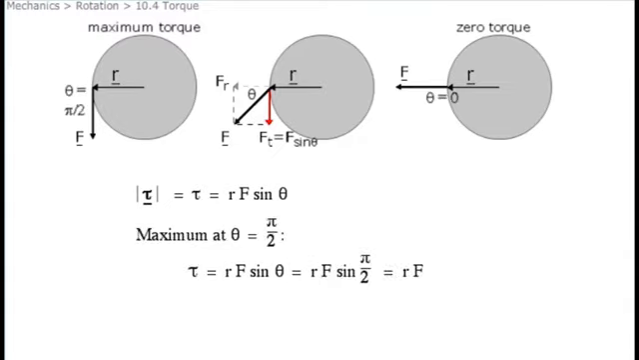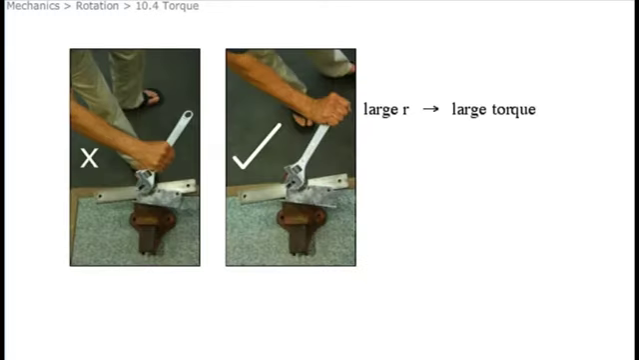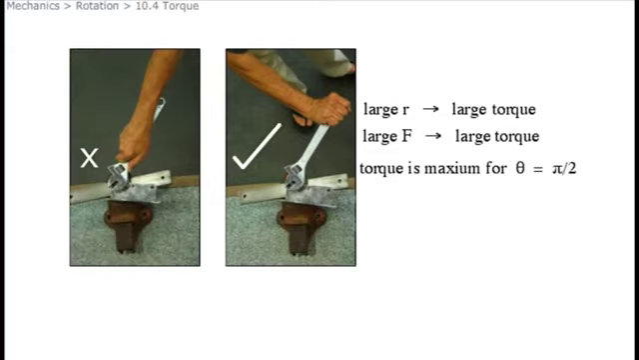Sine theta is a maximum at theta equals pi on 2, but it is 0 at theta equals 0, in which case tau equals r f sine theta equals r f sine 0, which is 0. Well, this will be familiar to you if you've ever applied your own torque on a spanner to undo a difficult nut. You apply the force at large r, you apply a large force, and you apply that force at theta equals pi on 2 radians, or 90 degrees.